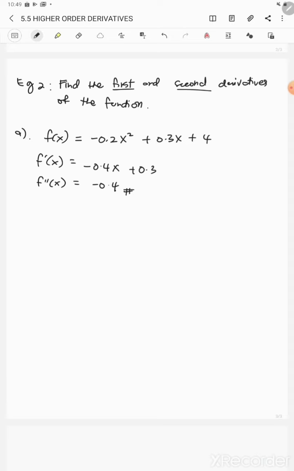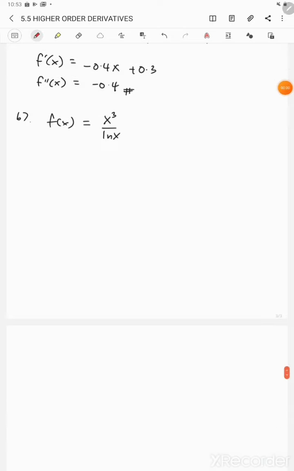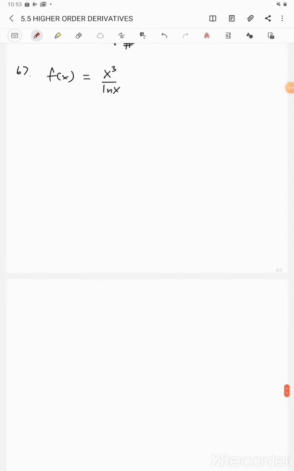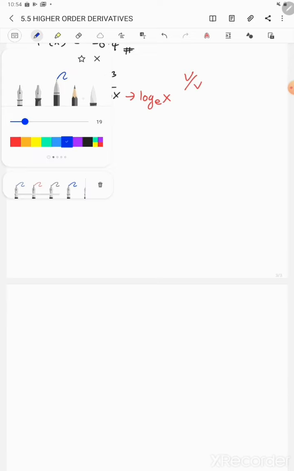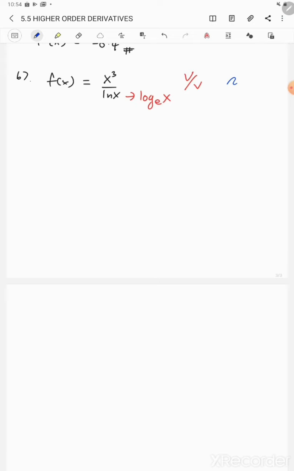And the second one. Now we have example B, f(x) equal to x cubed over ln x. ln x is actually log x base e. So now you have to apply the quotient rule because we have a variable over a variable. The first step is to remember the formula: (g f prime minus f g prime) divided by g squared. So now we put it in for the first derivative.